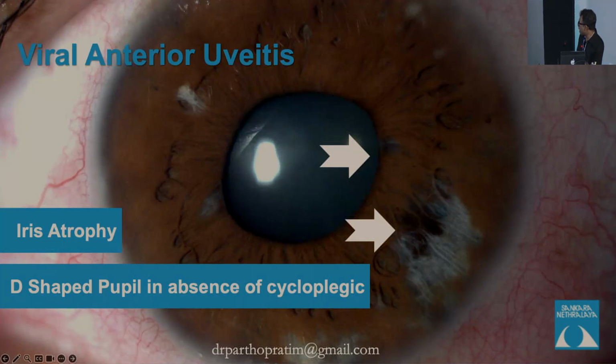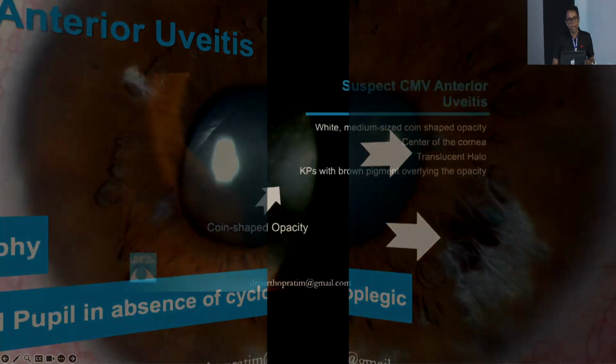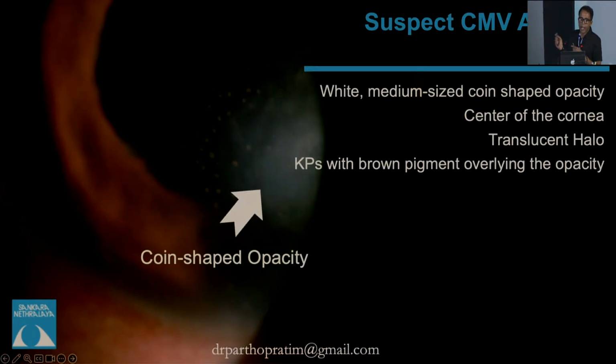One is you can see that without any dilatation drop, you can see the shape of the pupil. Sometimes it is called D-shaped pupil. Why does it happen? Because there is destruction of the pupillary ruff by the viruses. Also, sometimes you can see the patchy iris pattern here. This happens because the viruses, particularly the herpetic viruses, cause endarteritis, causing necrotic patches in the iris atrophy.